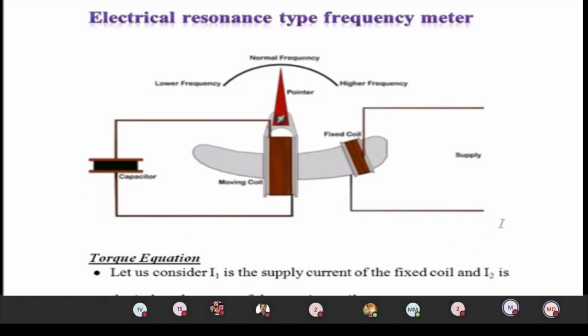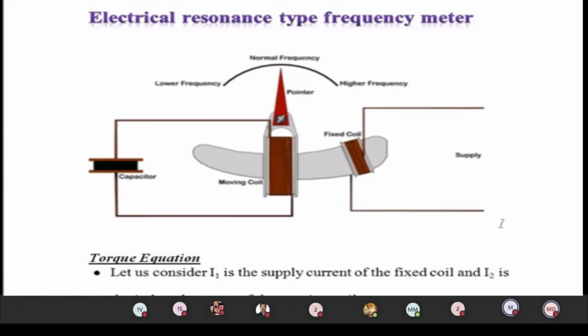The next type is the electrical resonance type meter. Previously we saw the mechanical resonance type. Mechanical resonance means the natural vibrating frequency of the metal should coincide with the supply frequency. If both are equal, that particular reed will vibrate more. That is mechanical resonance. In this one we are going to discuss electrical resonance.